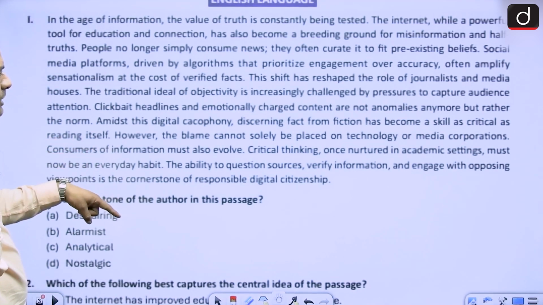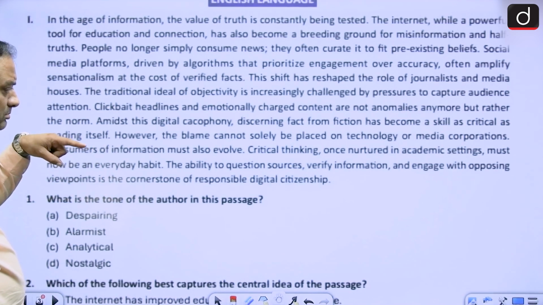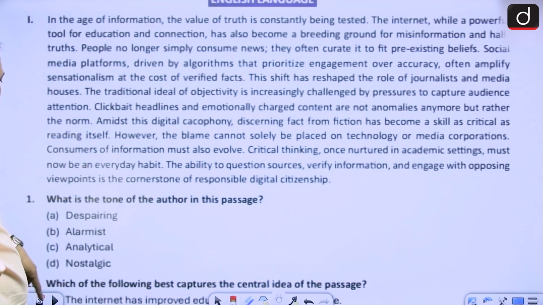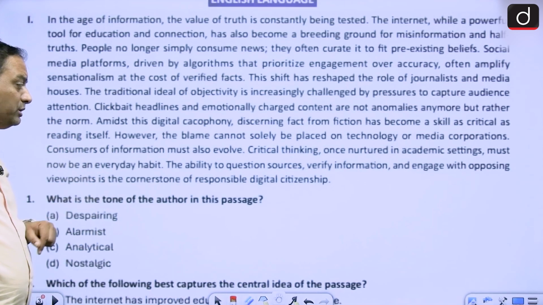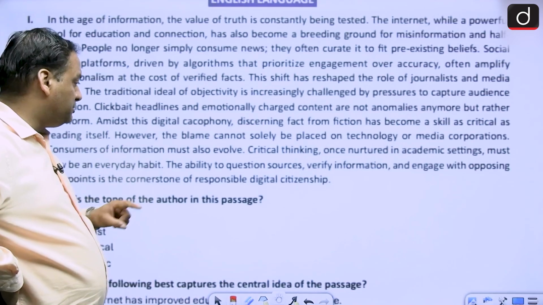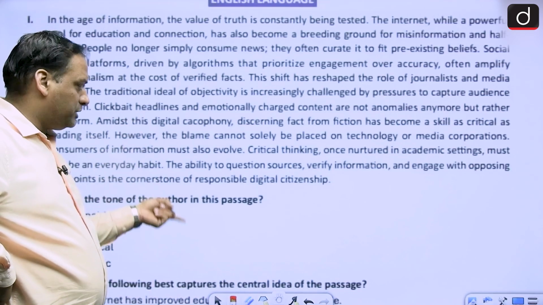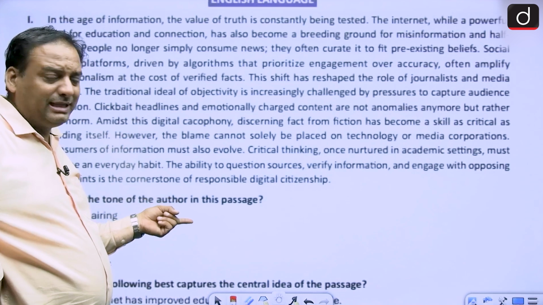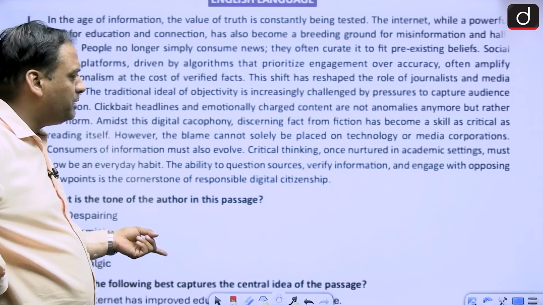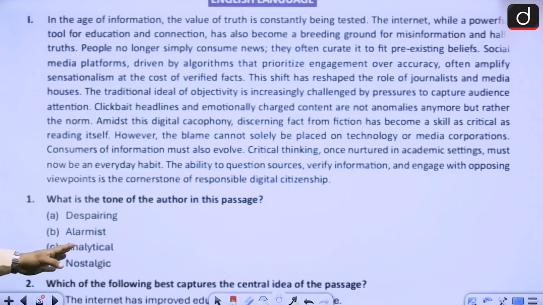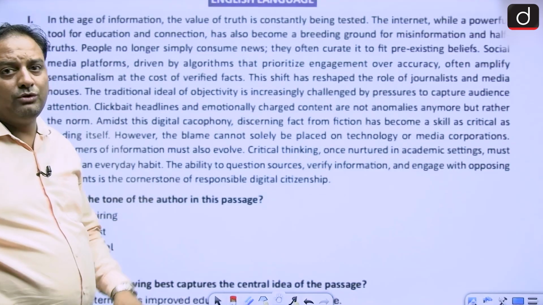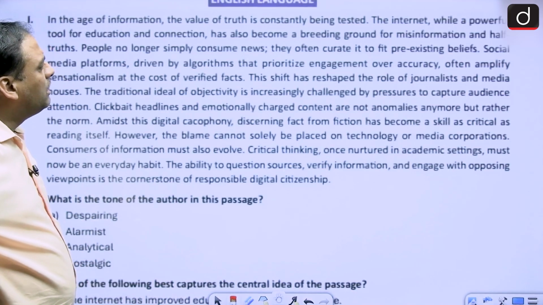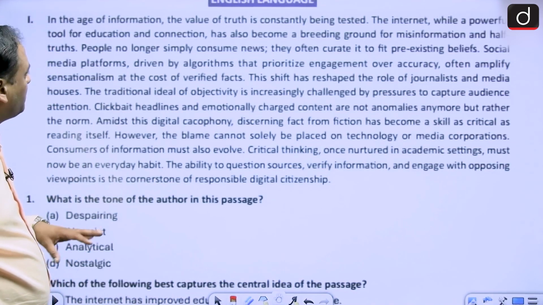The ability to question sources, verify information, and engage with opposing viewpoints is the cornerstone of responsible digital citizenship. If we want responsible digital citizenship, what should be there? Questions. We should question these things. We should verify information. We should oppose whatever is not good for our country, not good for our society.